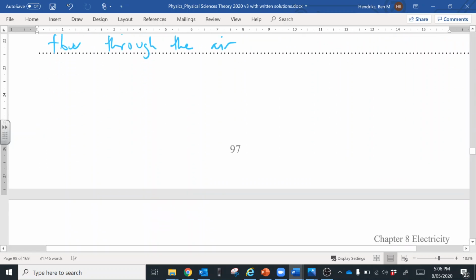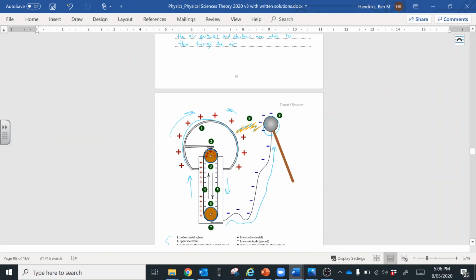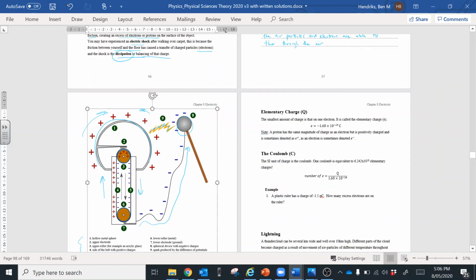Okay. So here's our Van de Graaff generator, and the next one is we're looking at the elementary charge. So we'll leave our video there.